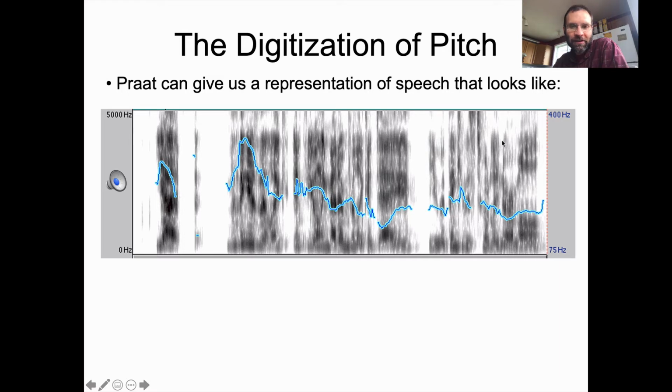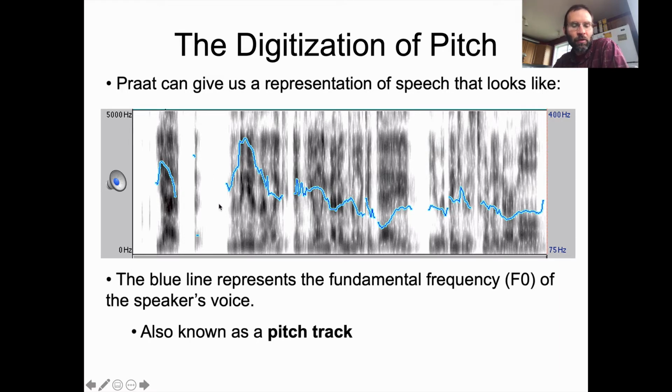So this is the spectrogram in the background, and the blue line gives us a representation of what Praat thinks the fundamental frequency of the speaker's voice is at each point in time during this utterance. And that representation is also known as a pitch track. And if we listen to it again, you can get a sense of how when it's higher, the speaker's voice is higher, and when it's lower, the speaker's voice sounds like it has a lower pitch, right?